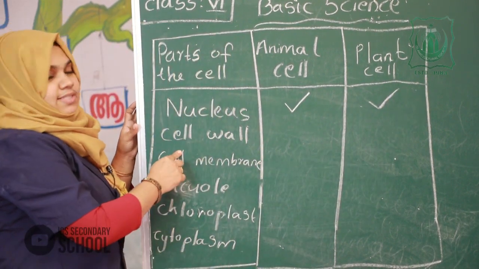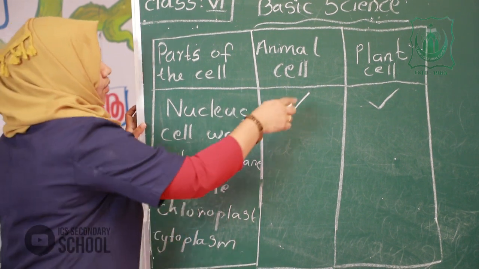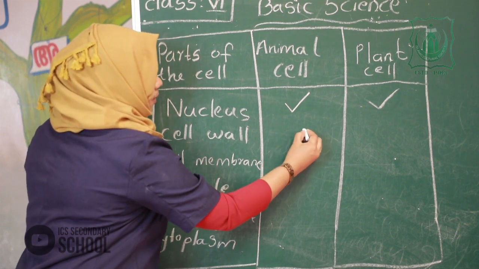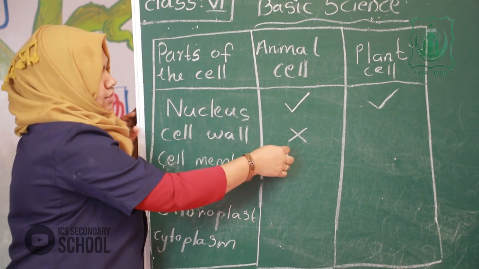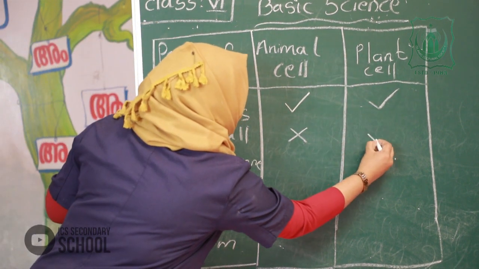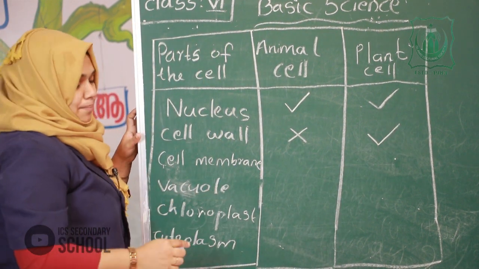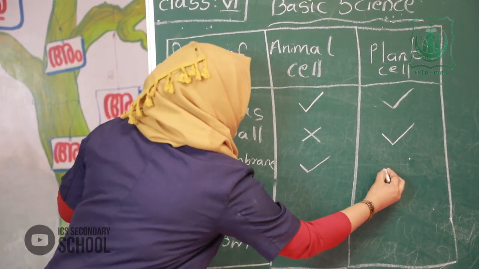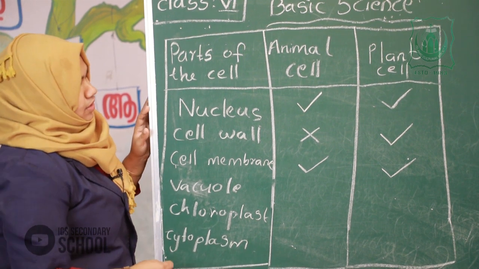Next is cell wall. Is cell wall in animal cell? No, cell wall is only in plant cell. So what will we do? Yes, we put a cross mark. Here cell wall is not in animal cell, so we put a cross mark. But it is in plant cell, so put a tick mark. Then cell membrane. Cell membrane is in both animal cell and plant cell. So we put a tick mark in both.